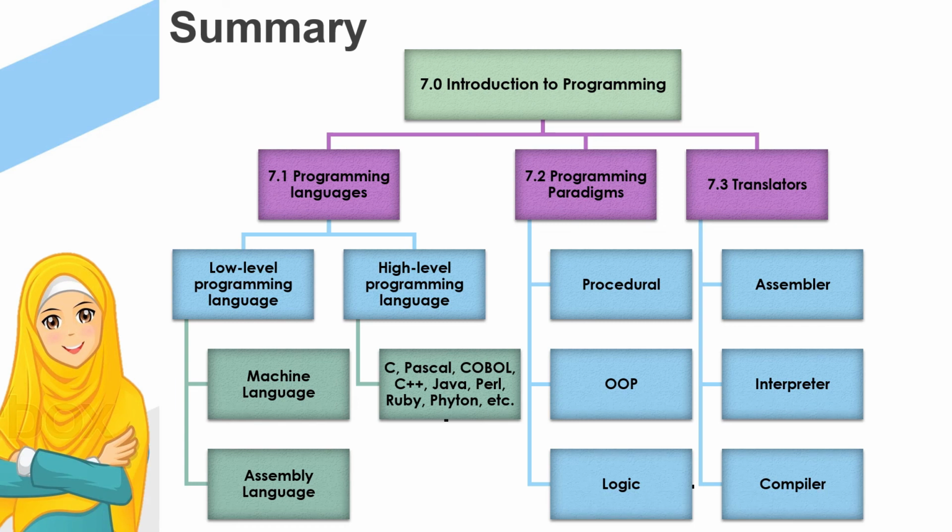It has two types, iaitu low level and high level, where each of them have some examples that you need to remember. Okay, machine language and assembly language for low level, and for high level, we have a lot of examples, iaitu C, Pascal, COBOL, C++, Java and many more. And then our previous subtopic 7.2 programming paradigms, we have 3 types, iaitu procedural, object-oriented, and the last one is logic.